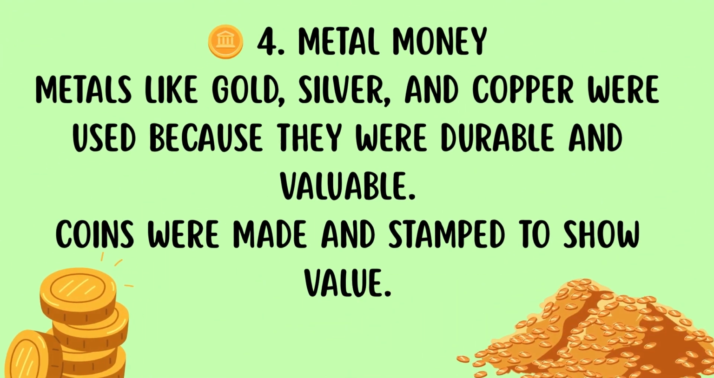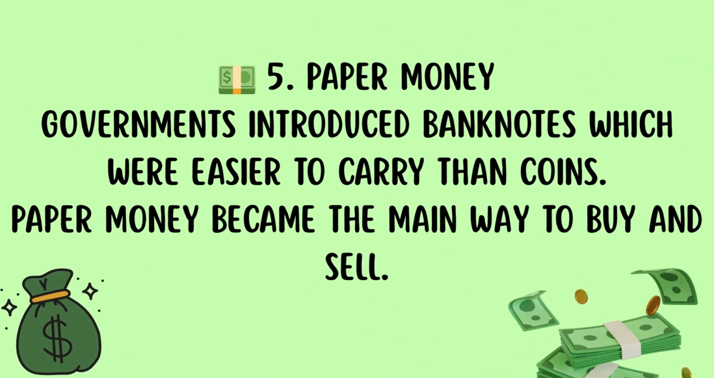After that came metal money. Metals like gold, silver, and copper were used because they were durable and valuable. Coins were made and stamped to show value. Then paper money came about. Governments introduced banknotes, which were easier to carry than coins. Paper money became the main way to buy and sell.